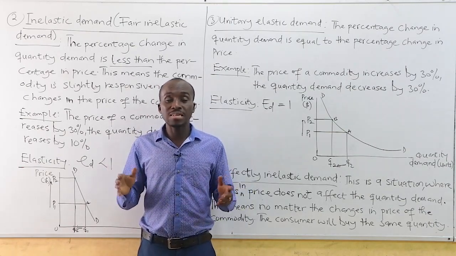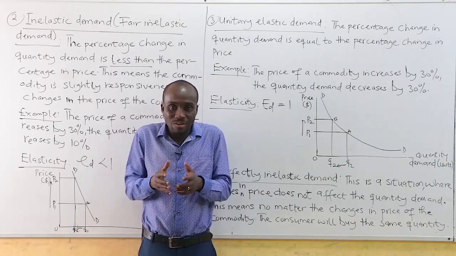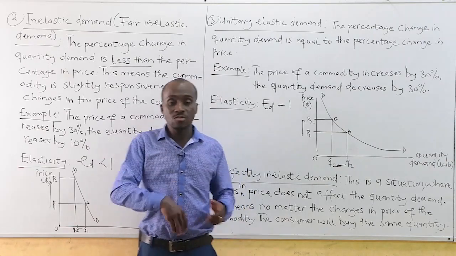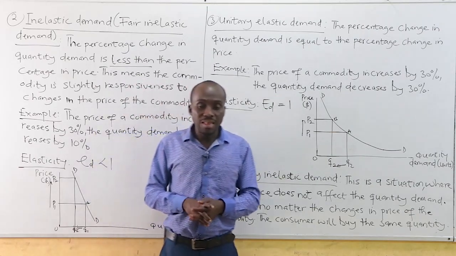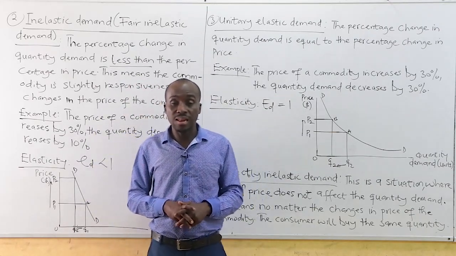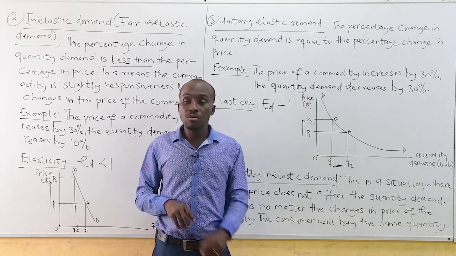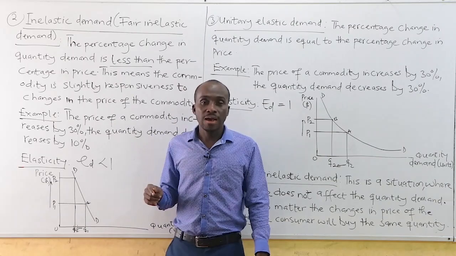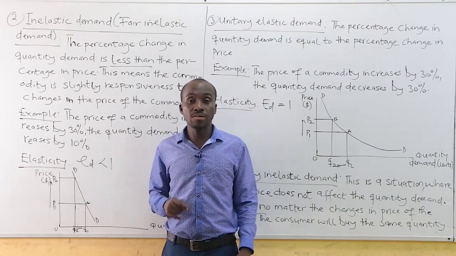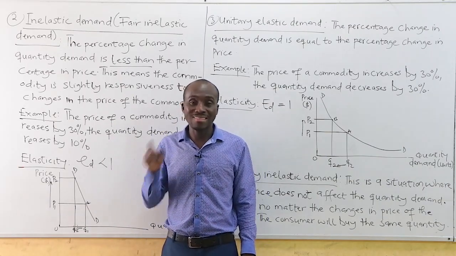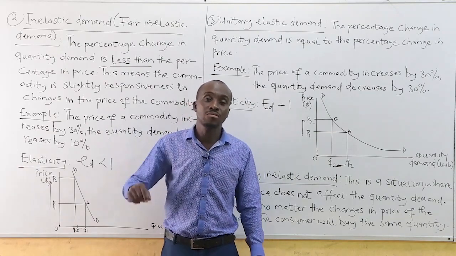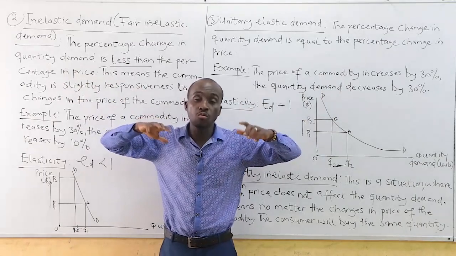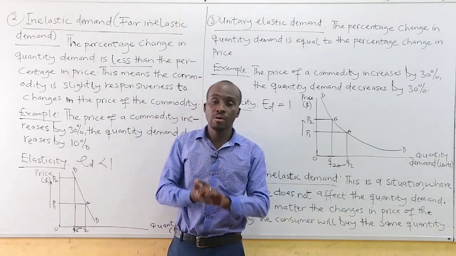So at any point in time, the commodity is slightly responsive to changes in price. If the price even goes down, only a few people come and buy. The rest will leave it like that, meaning that the commodity is slightly responsive. So with inelastic demand, the commodity is slightly responsive to changes in price, right? But with elastic demand, it was highly responsive. With a slight change in price, you lose a lot of customers, maybe because the commodity you are selling has a substitute, right?